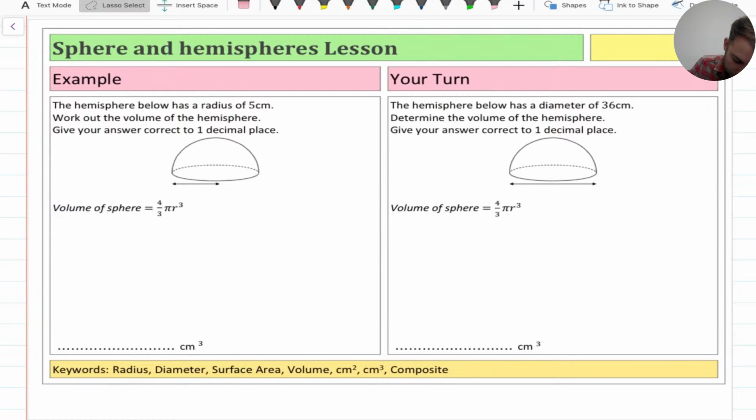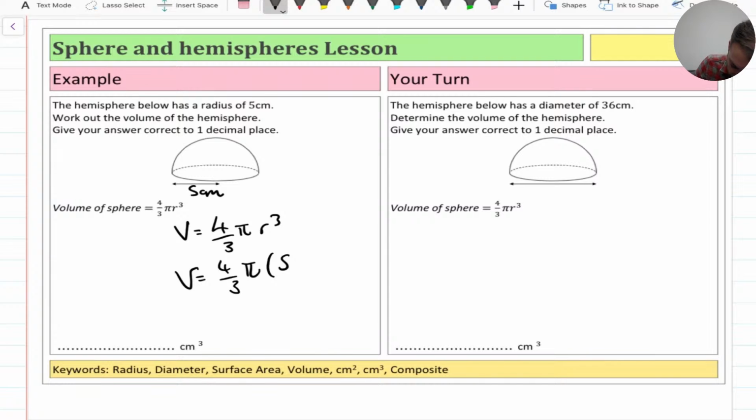So, it says here that the radius of my hemisphere is equal to 5 centimeters. So the first thing I'm going to do, I'm going to work out the volume. So I'd write down what the formula for the volume is. Volume is equal to 4/3 pi r cubed. So my volume is equal to 4/3 times pi times 5 cubed in this one. So 5 cubed times 4 divided by 3 times pi.